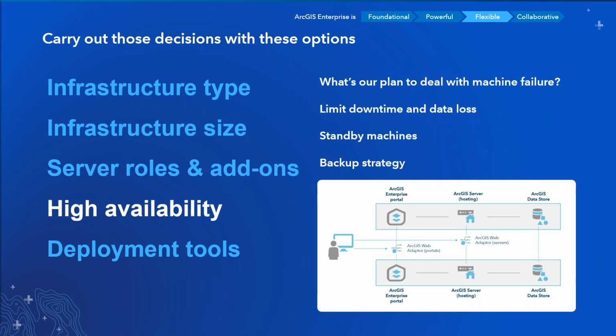Next, you want to establish a highly available deployment. So you have a plan for redundancy, right? What's our plan to deal with machine failure? How do we limit downtime and data loss? What are the processes for having standby machines? And also, what's our backup strategy?